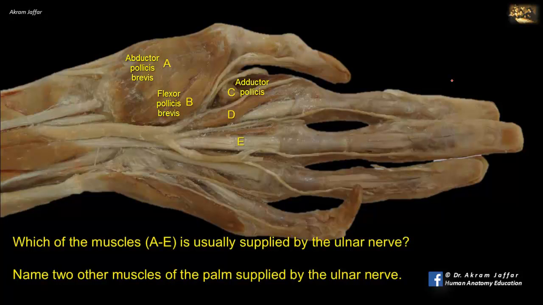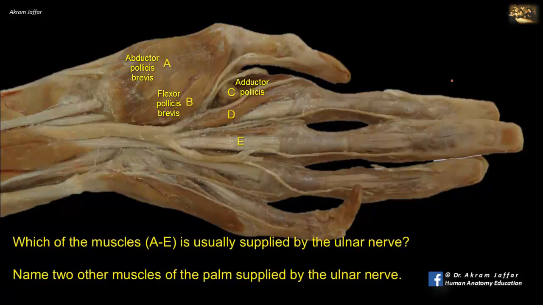While, for example, for the flexor pollicis brevis, there is a flexor pollicis longus, which is a member of the deep group of flexor compartment of the forearm. And for the abductor pollicis brevis, there is an abductor pollicis longus, which is a member of the deep group of muscles of the extensor compartment of the forearm. But we have only one adductor pollicis, which is C.